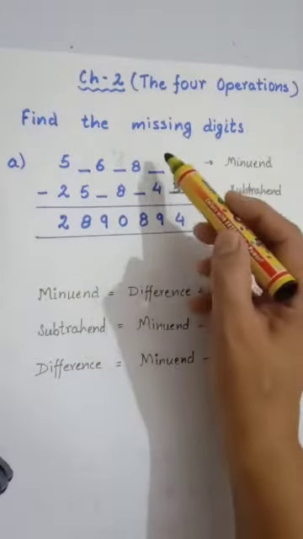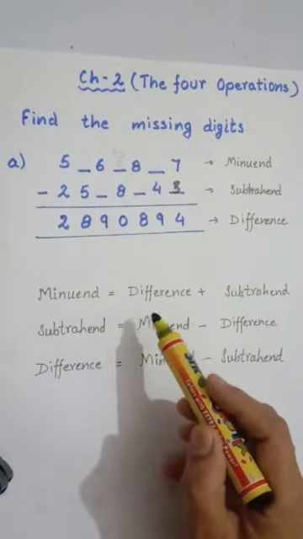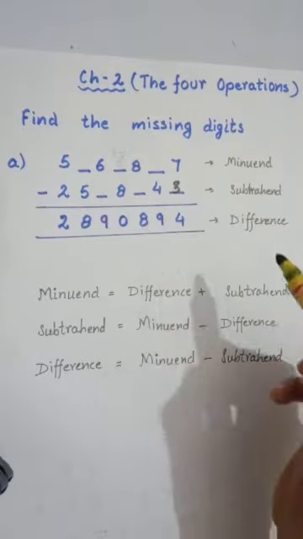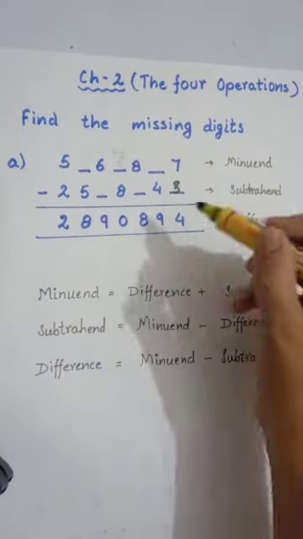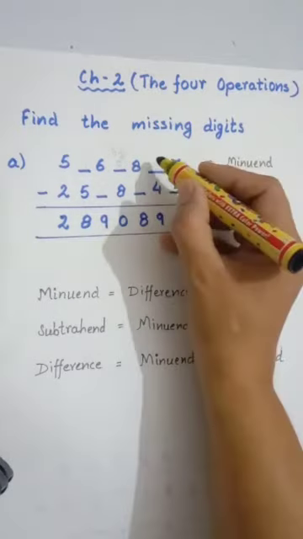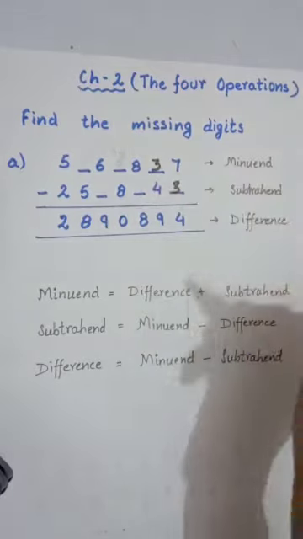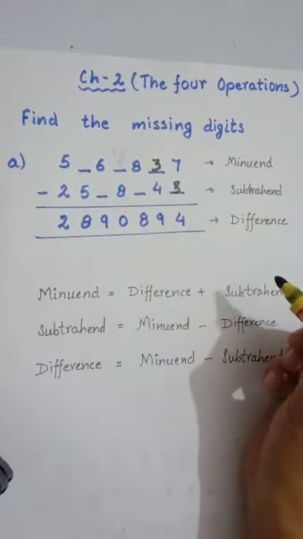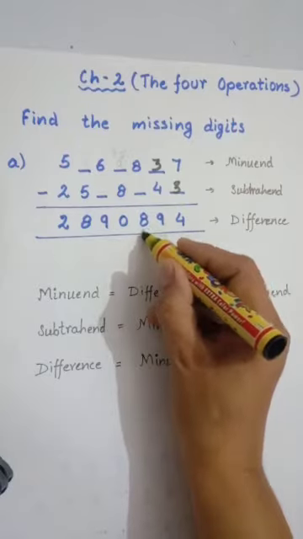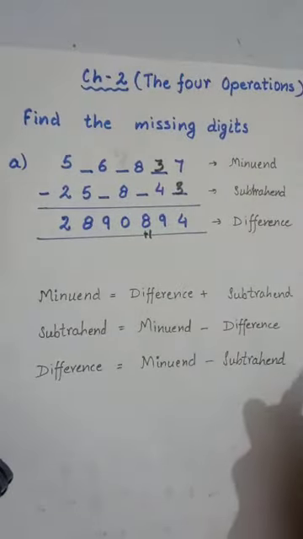Now similarly here we have to find minuend. Minuend is difference plus subtrahend. So difference 9 plus 4 is 13. So we will write 3 here and 1 will be carried over. So we will add 1 here in the result.